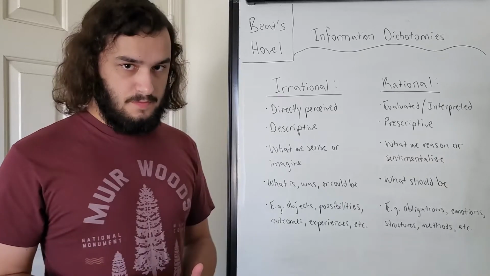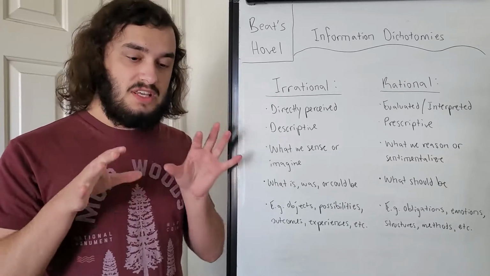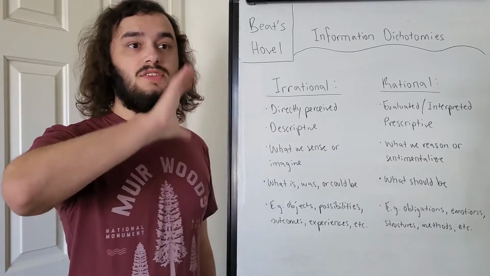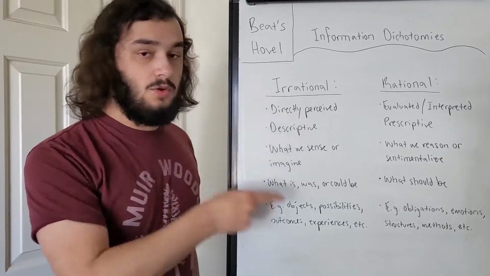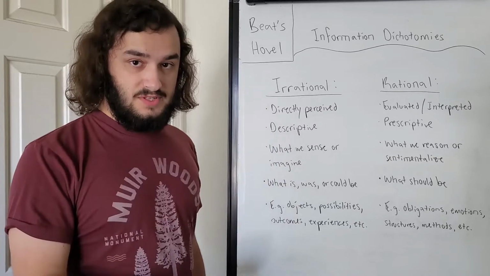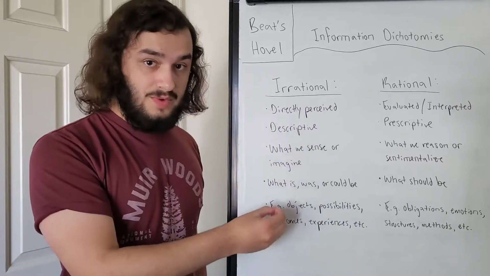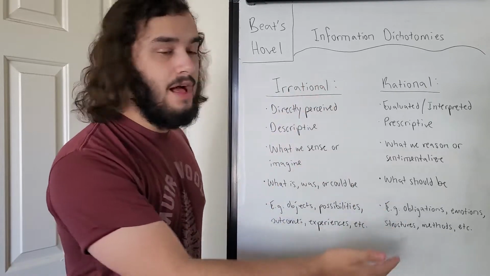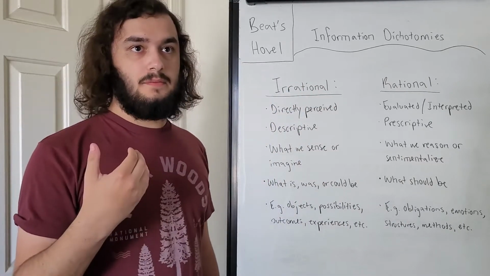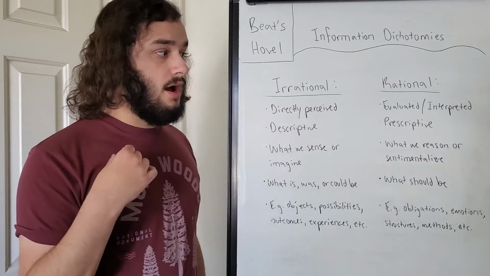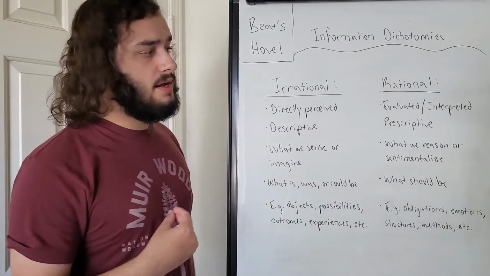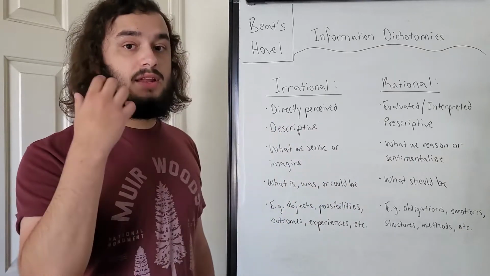So irrational information is directly perceived information. Everything that you can take in, like I can see this room right now, I can see everything in the room. That's all irrational information because it's directly perceived. Rational information is the opposite. It's what happens when we take our directly perceived information and evaluate and interpret something. We don't necessarily have to have sense data to do that with, but just for the sake of example, that's how I'm illustrating it. Rational information is evaluated and interpreted.